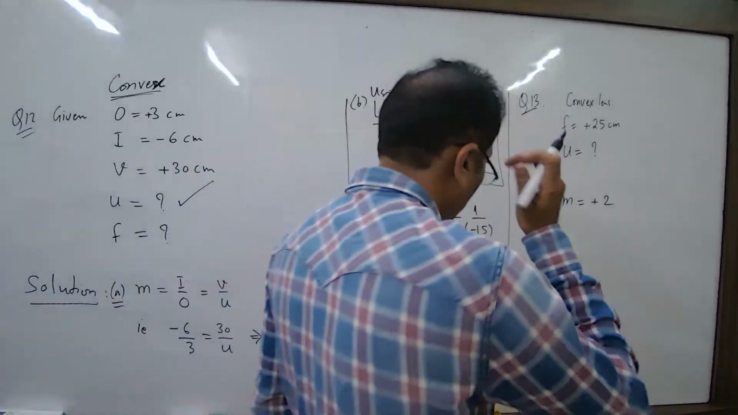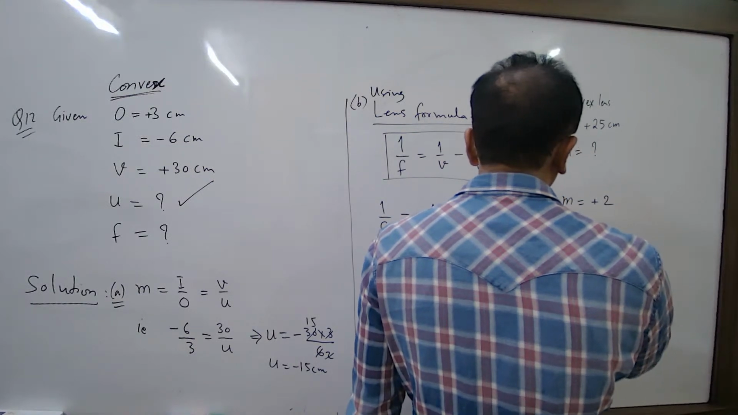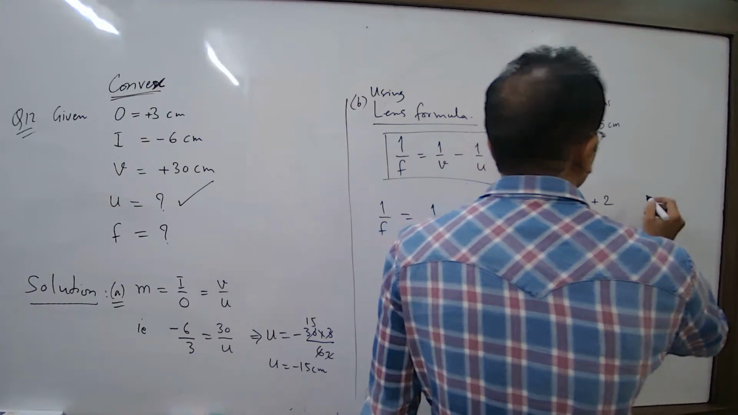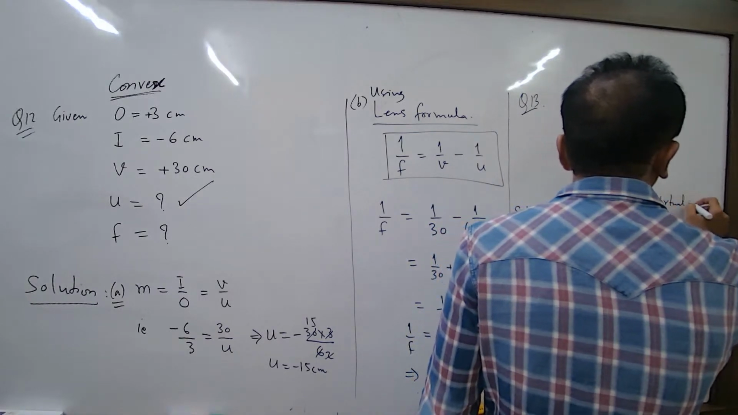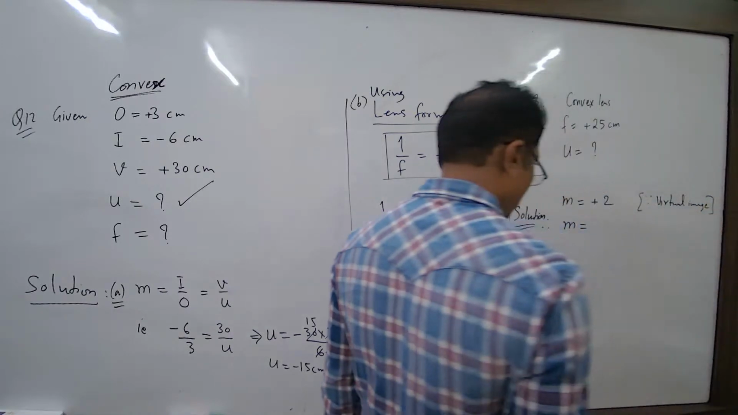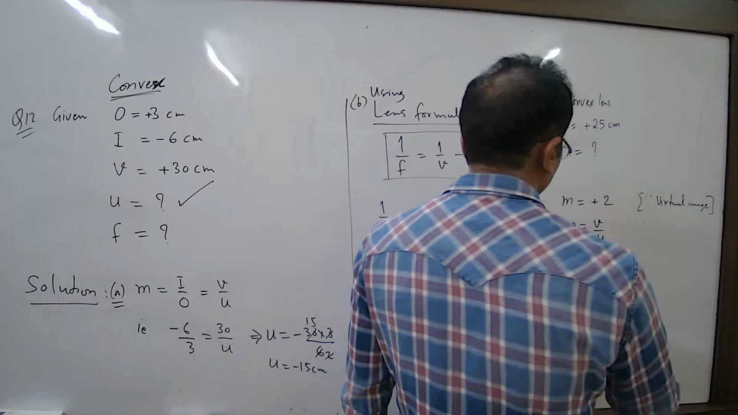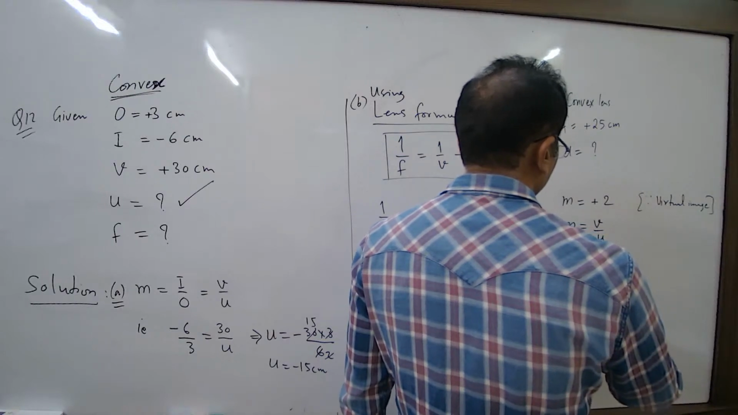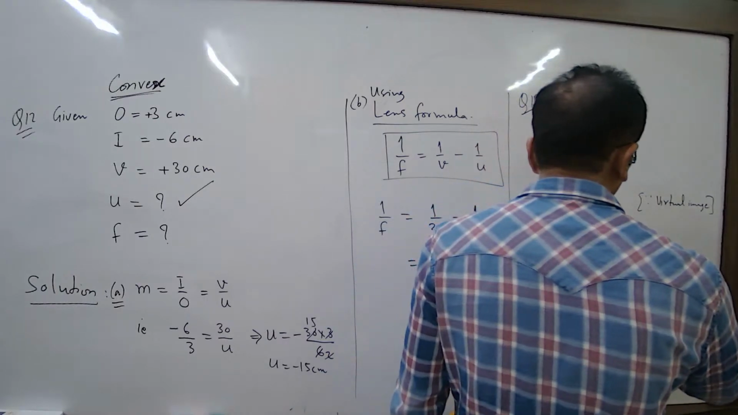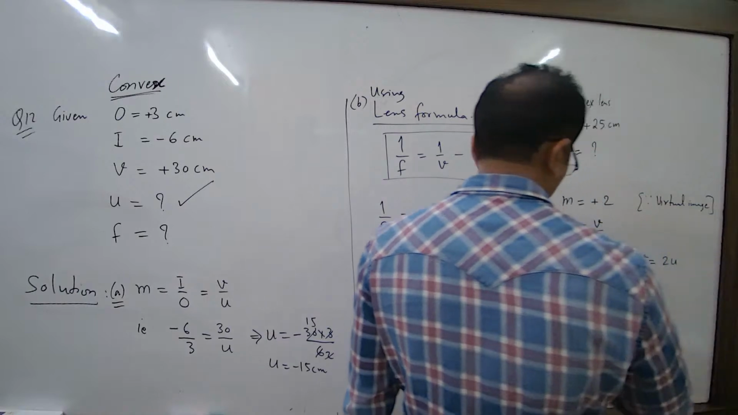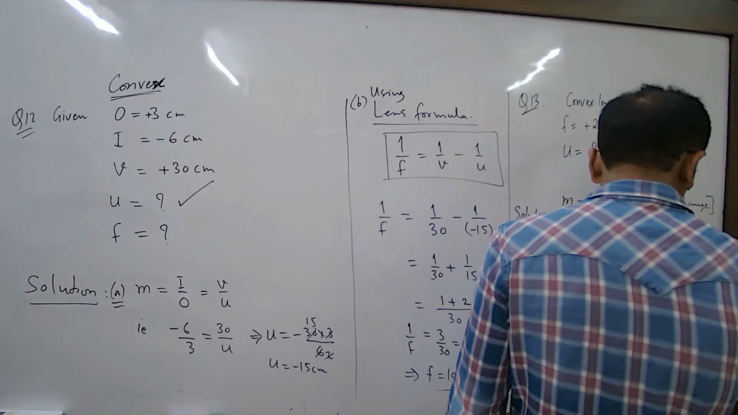Okay, so now, since virtual image is also magnified, M is equal to V upon U. Now M is 2, right? So 2 is equal to V upon U. So this gives us V is equal to 2U. Okay? So this is equation 1.